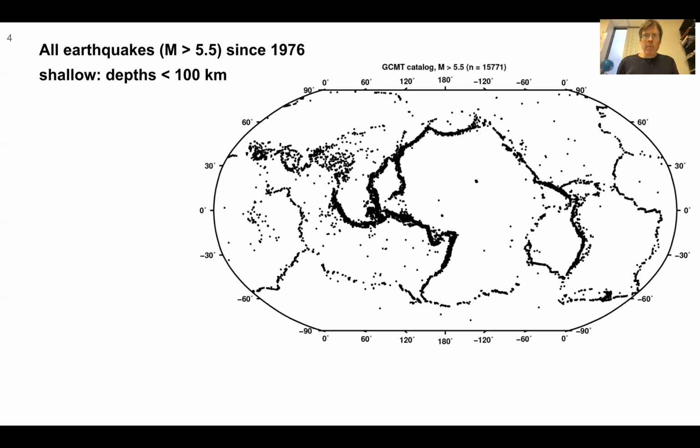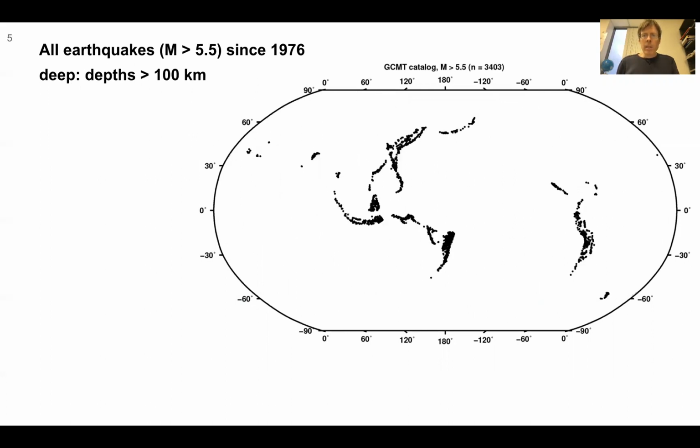And now we can look at the shallow ones, most of them occur shallow in the crust. In this case, it's anything shallower than 100 kilometers. Next, we'll look at the deep ones. And there things get pretty simple. So this is the entire planet of earthquakes deeper than 100 kilometers.